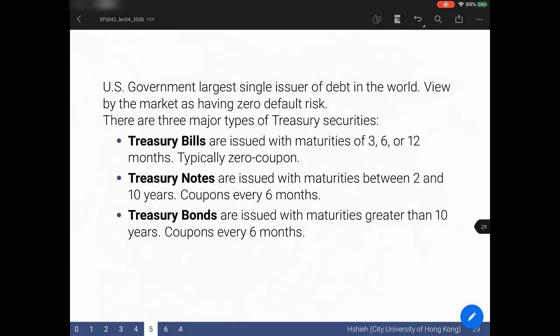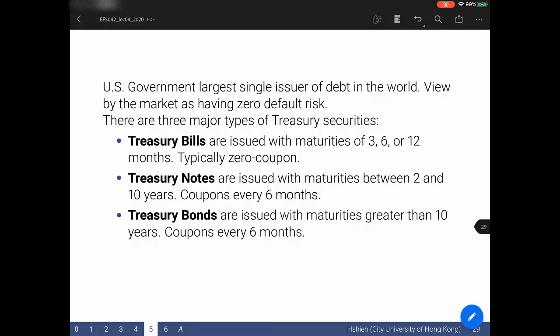In slide 29, I give you some institutional details about Treasury securities or bonds that are issued by the U.S. government. And we will, in this course, use U.S. Treasuries as the benchmark for assets with zero default risk or risk-free interest rate return. Okay, and there are basically 3 types of Treasury securities. There are Treasury bills, Treasury notes, and Treasury bonds. So Treasury notes and Treasury bonds are the same. The only difference is that they differ in maturity.